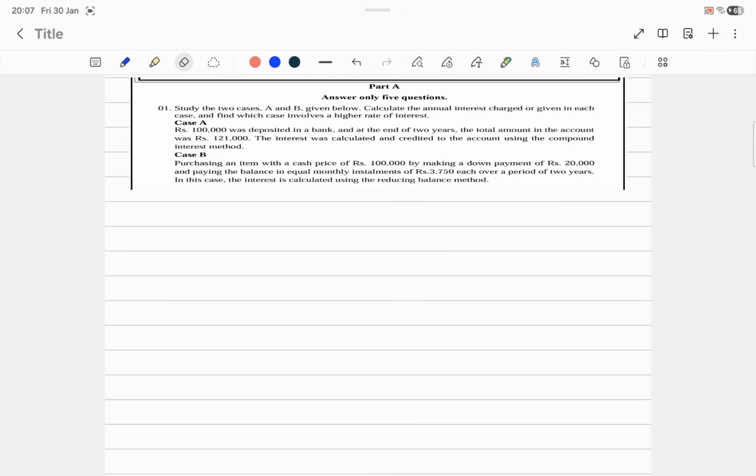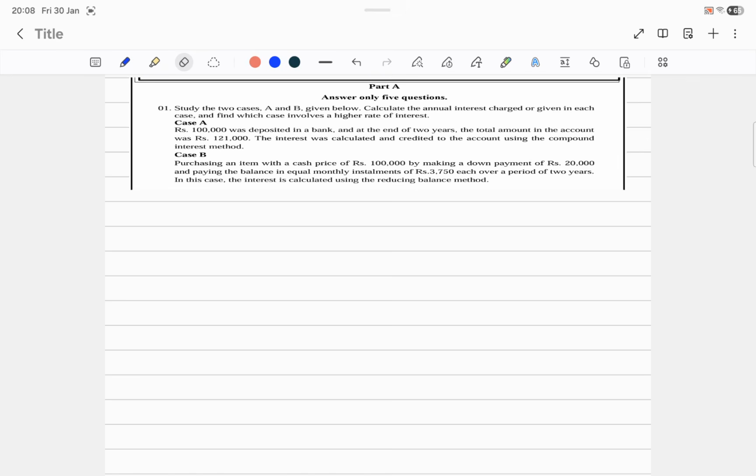So let's look at paper 2 of the model paper and part A questions. So part A, first question. Right. So we have here, study the two cases A and B given below. Calculate the annual interest charge given in each case and find which case involves a higher rate of interest. So there are two cases, and for each case we have to figure out the annual interest charge.